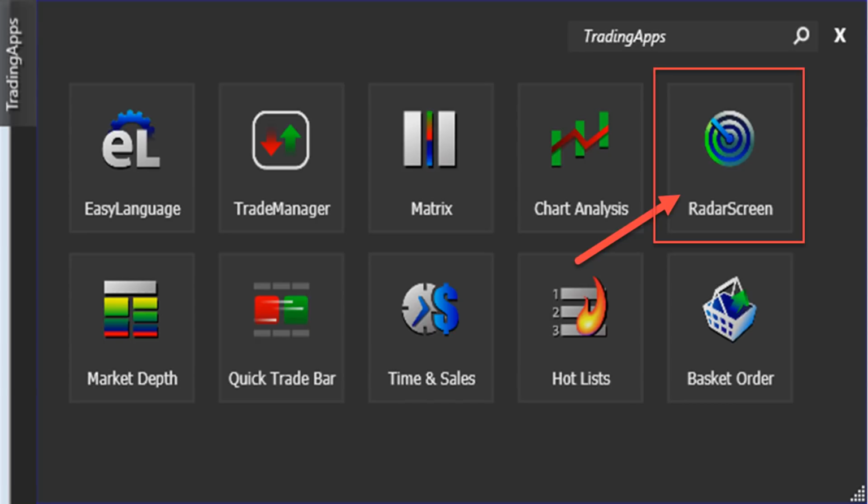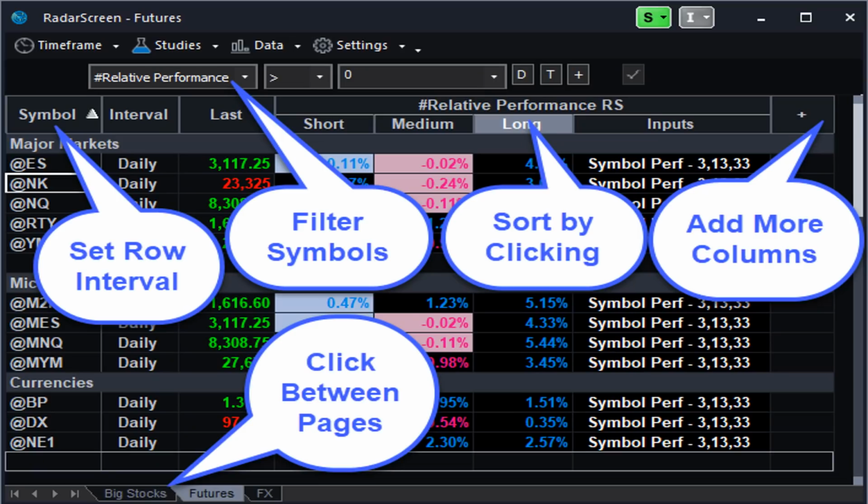So in TradeStation, we're going to go to the app selector in the upper left, and we're going to select RadarScreen. So a little navigation here while we're still in PowerPoint.